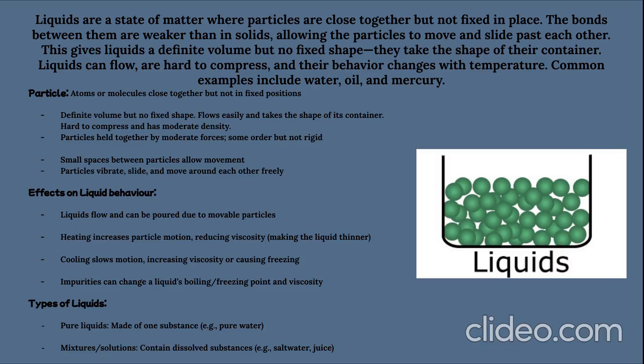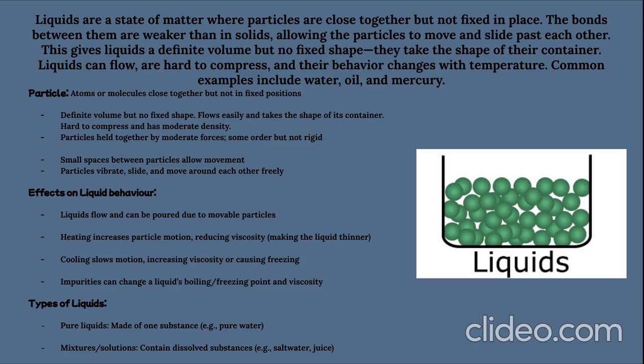The bonds between them are weaker than in solids, allowing the particles to move and slide past each other. This gives liquids a definite volume but no fixed shape, they take the shape of their container. Liquids can flow, are hard to compress, and have moderate density. Their particles are held together by moderate forces, showing some order but not rigidity, with small spaces between them that allow vibration and free movement.